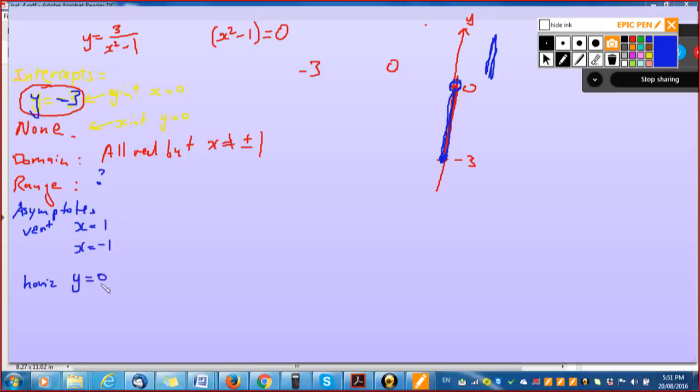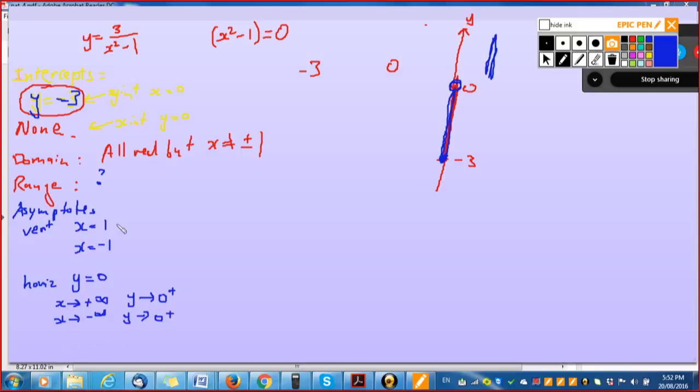Good. Okay. Now, as X approaches positive infinity, what's Y doing? Approaching 0 from above. When X approaches negative infinity, Y is approaching 0 from above as well. Got it? Cool.